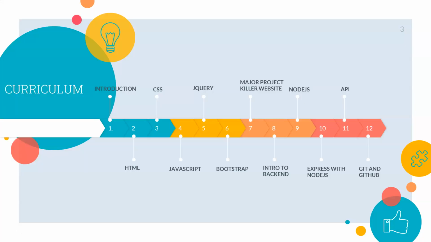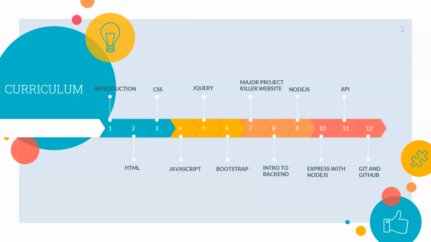So first of all, we will start with an introduction section where we will see the basics of the internet and what the term web development actually means. After that, we have the HTML section. HTML signifies the structure of a web page. Next one is CSS. Inside this CSS section, we will see how we can make our web pages more beautiful and attractive.